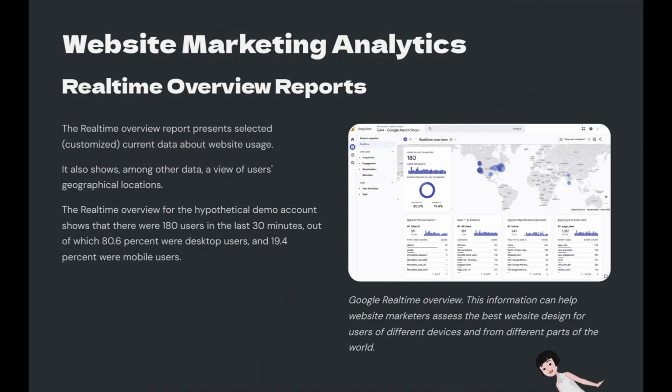The Real-Time Overview Report is a powerful tool for live insights. It shows what's happening on your website right now, like how many users are online, their geographic locations, and what devices they're using. For instance, a sample report might show 180 users in the last 30 minutes, with 80% on desktops and 19% on mobile devices.